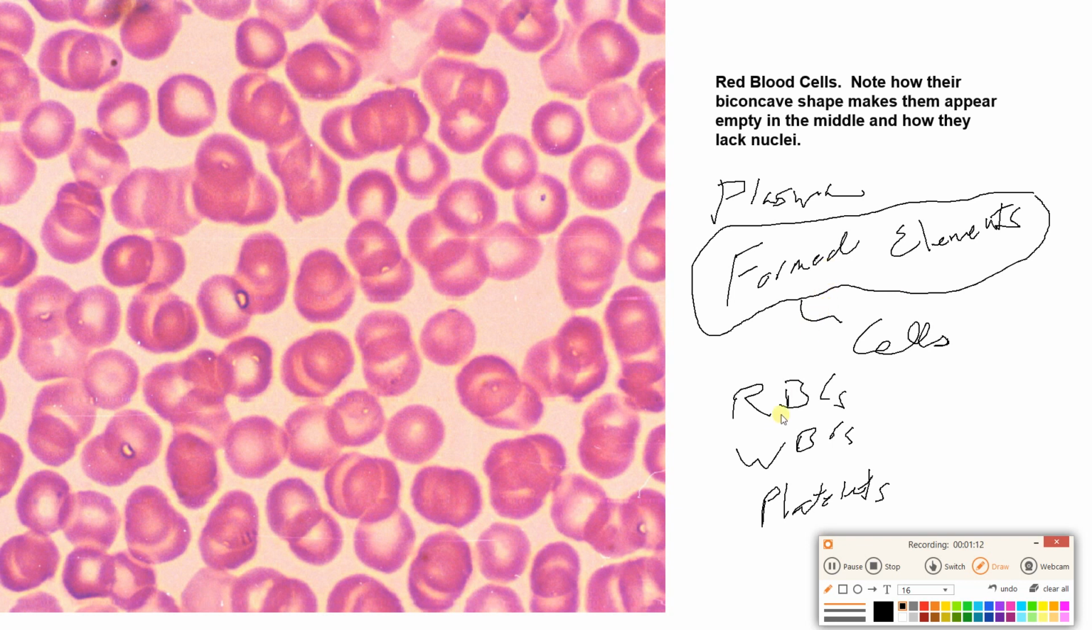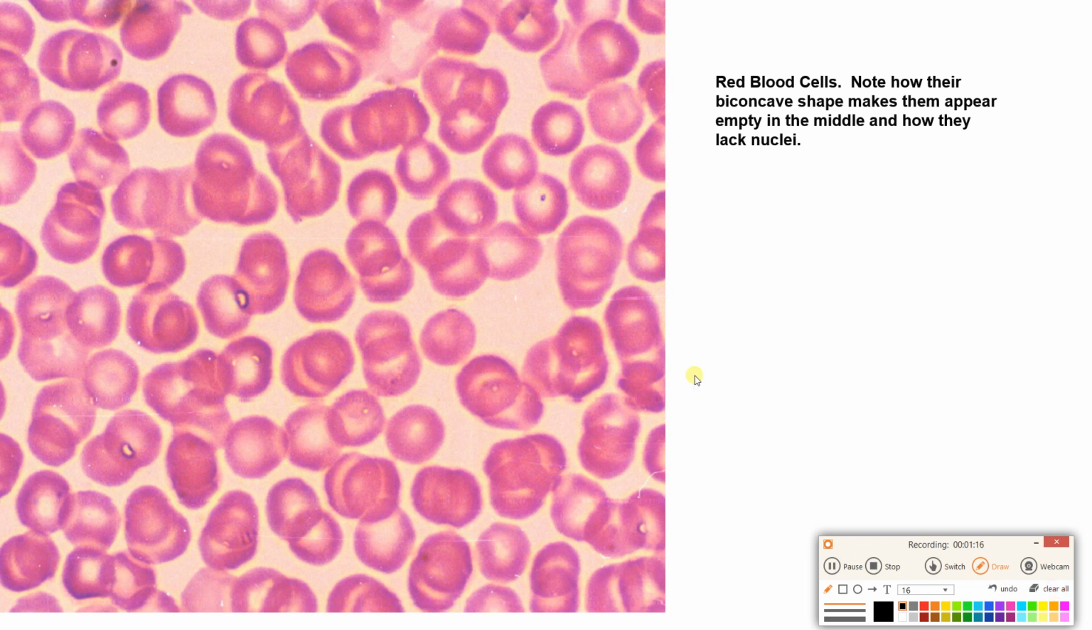Now, in this particular picture right here, we have a lot of red blood cells. Red blood cells are the most abundant formed element. Of all the formed elements, red blood cells are easily the most abundant. They're the most abundant cell in your whole body. You have trillions of them.